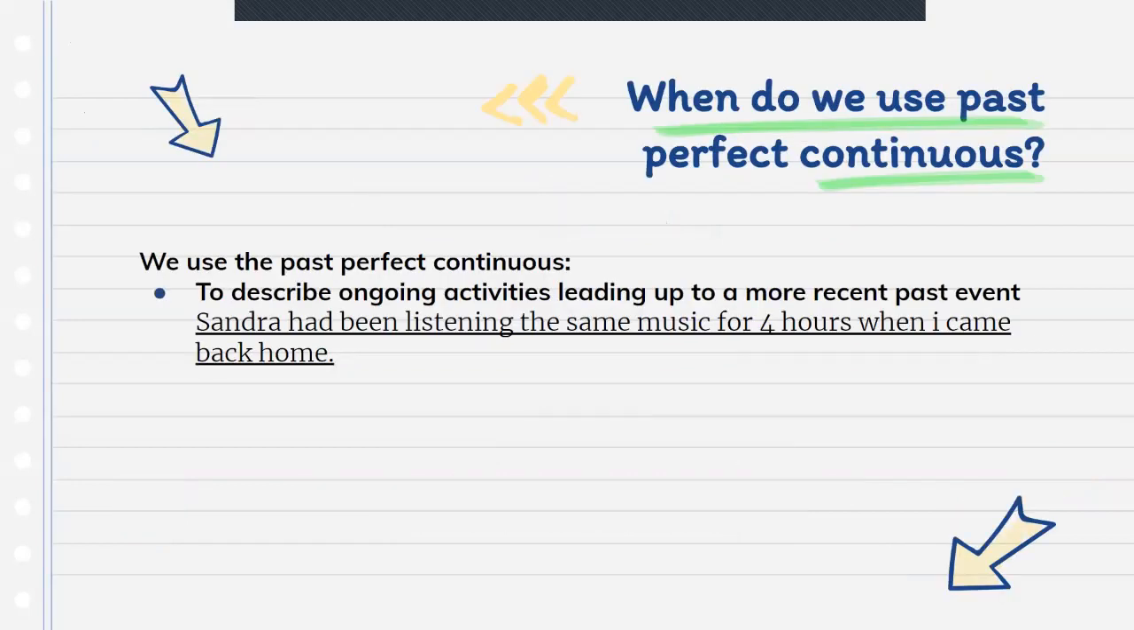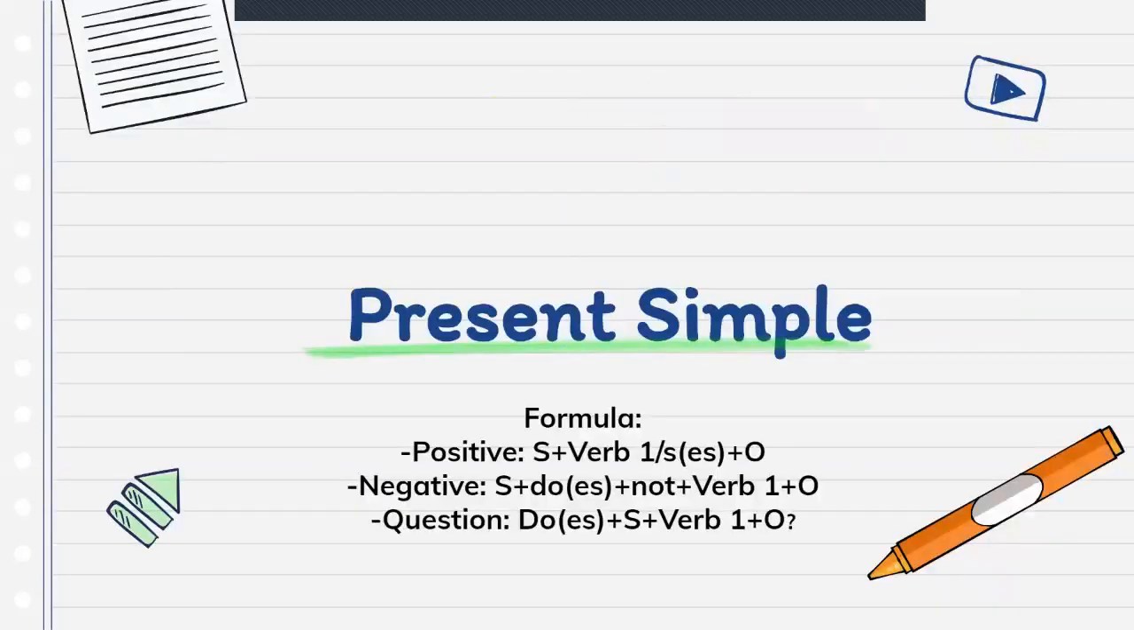We use past perfect continuous to talk about ongoing activities leading up to a more recent past event. For example, Sandra had been listening to the same music for 4 hours when I came back home. So Sandra was listening to the same music for 4 hours, and at that time, I came back home. And that's it. Now I will let my partner Felix explain about present tenses.